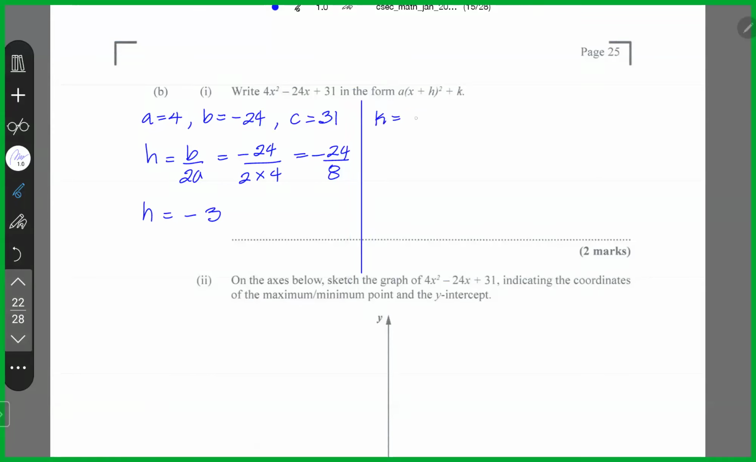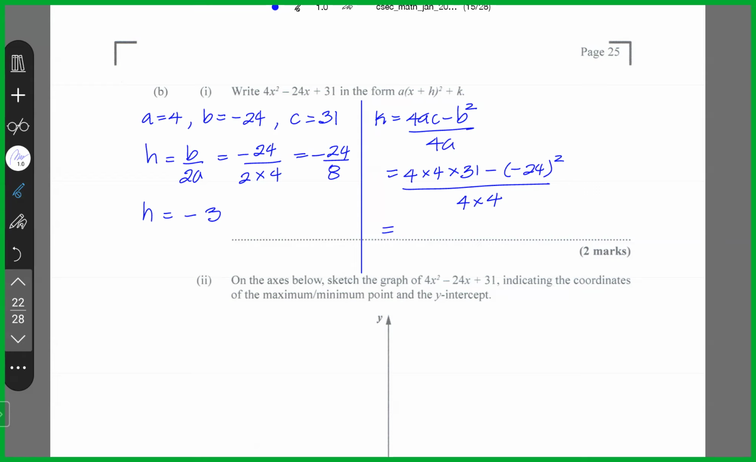K is equal to 4AC minus B squared over 4A. K is 4 times 4 times 31 minus 24 squared, all over 4 times 4. I would not stress myself. Just put that exactly the way you see it in a calculator and press equal. Sometimes that's when we get things wrong, when we stress ourselves. So let's not stress ourselves.